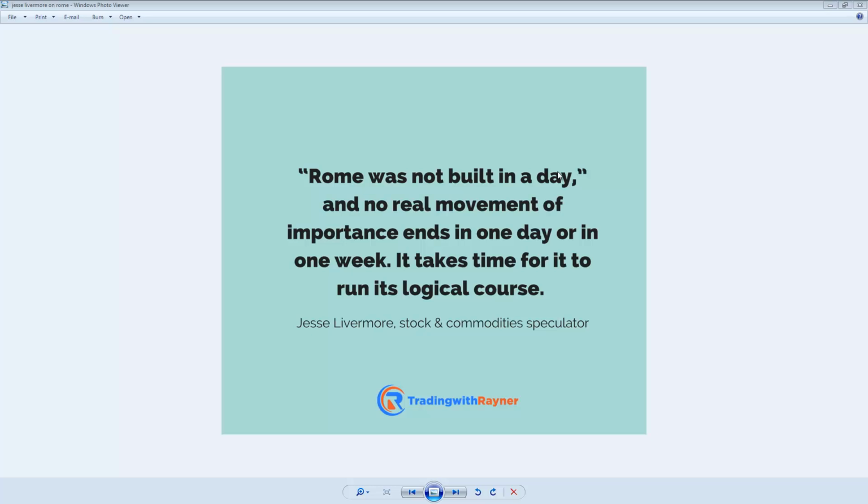Sure, it happens from time to time, but more often than not, when a trend reverses, it takes time for it to play out. So the market will go into a range for quite a long period of time to wash out the weak hands, and then slowly it shows signs of cracking and then it reverses.